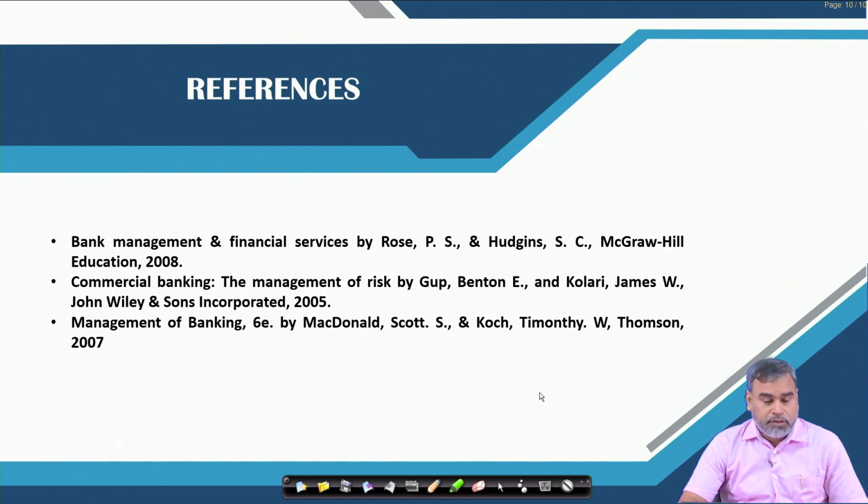And further, we will be discussing how, using these kinds of statements, the performance of commercial banks is measured, and what the different ratios or different ways are by which performance can be assessed.